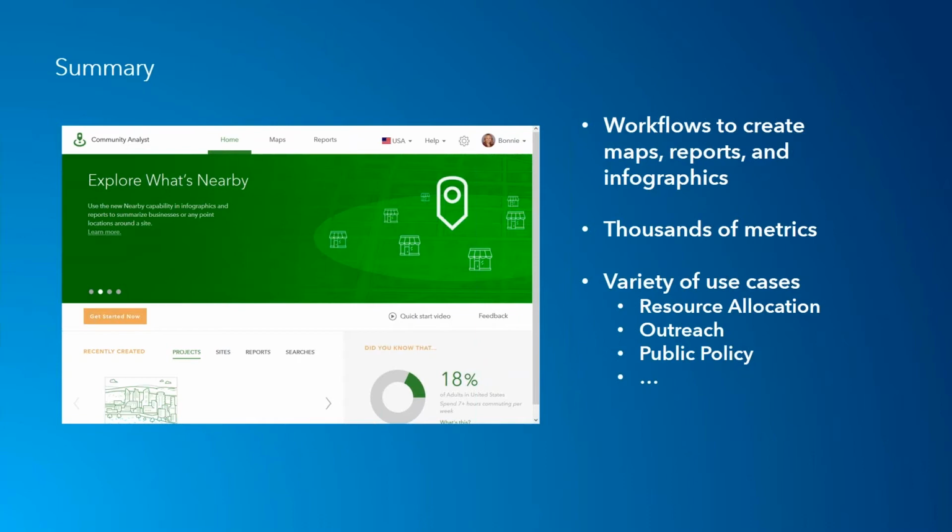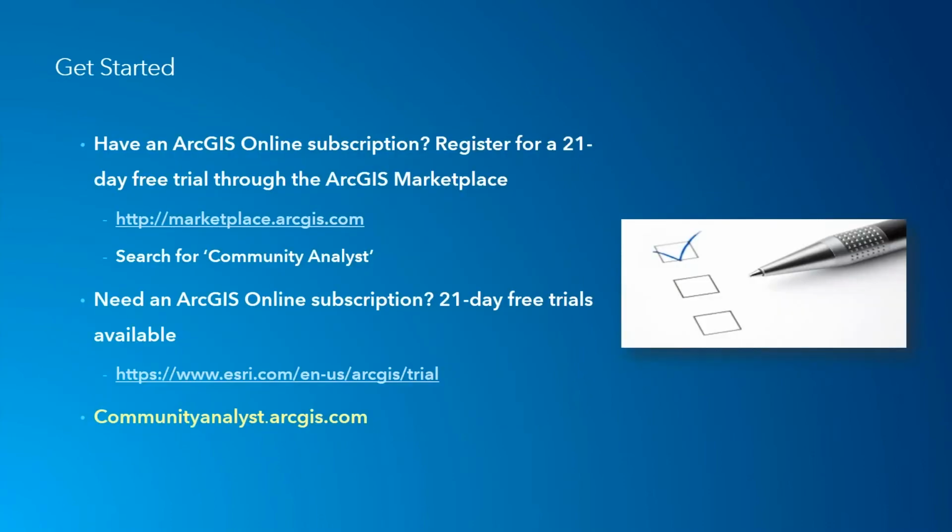We saw that there are thousands of metrics available for demographics, lifestyle, behaviors, spending, many different types of information. And this can be applied to a variety of use cases, such as resource allocation, outreach, and understanding impacts of public policy.